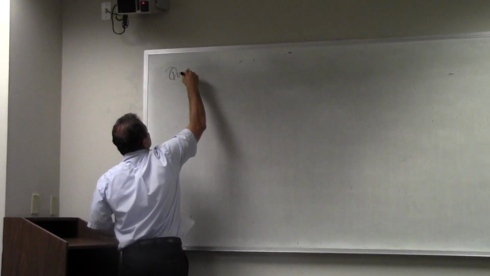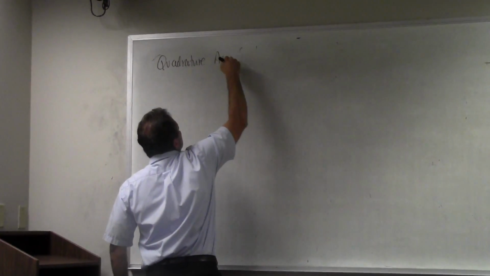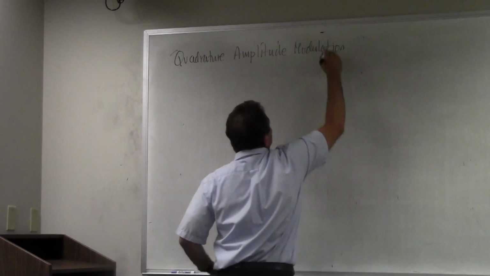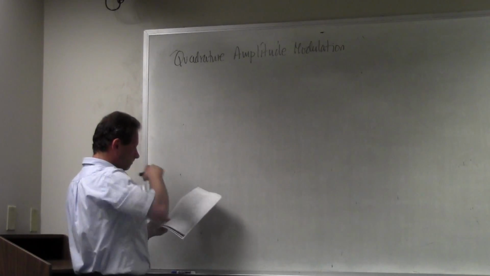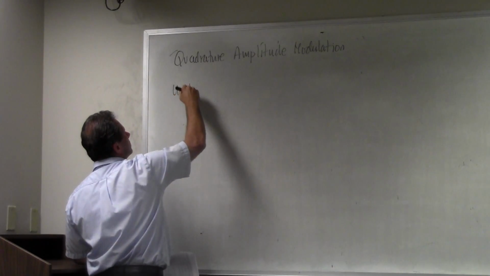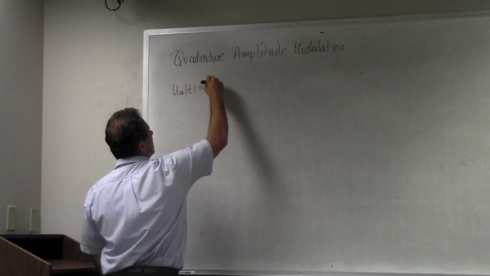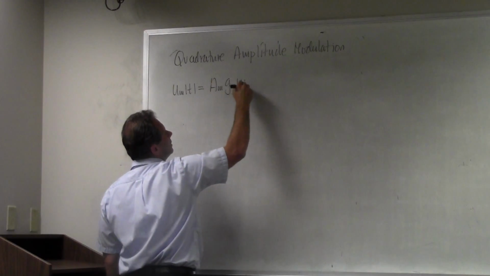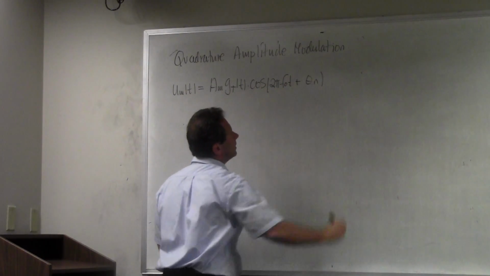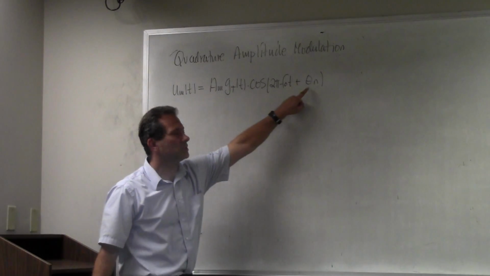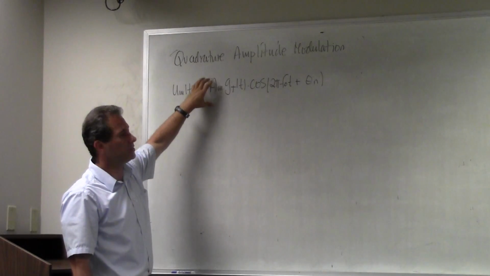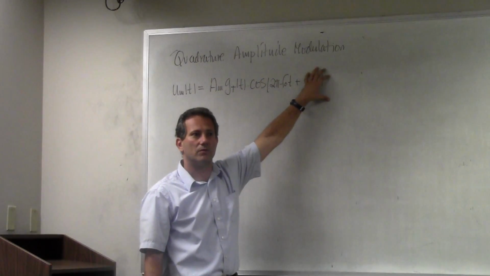Quadrature amplitude modulation. So here's how a quadrature amplitude modulation waveform looks like. u_m(t) is going to be equal to A_m g_T(t) times cosine(2 pi f0 t plus theta_n). So unlike PSK, in which case we just changed the phase here and kept everything with a constant magnitude, here you have 2 degrees of freedom. You're changing the magnitude here and the phase of your carrier.